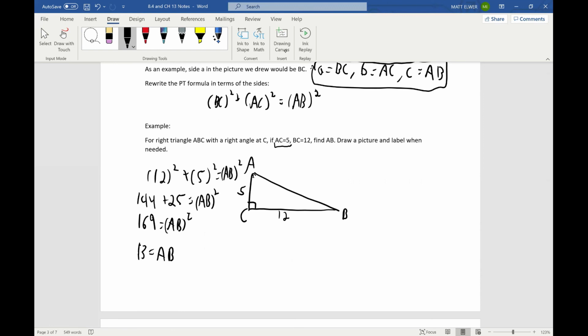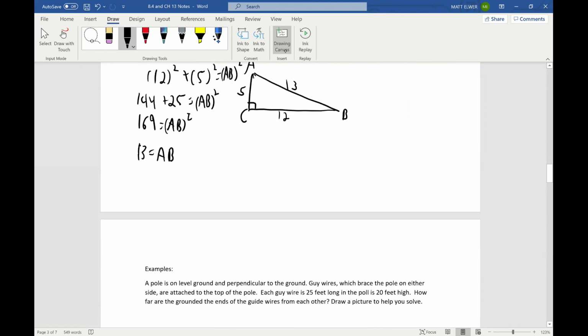And this time we only have to take the positive case because we're looking at distances, right? So we can only have a positive distance. So my hypotenuse is 13, or we can say AB is 13. Okay, all right, so that's pretty easy. We're just using the formula and seeing how we can solve for the missing side. So let's do a few more examples.